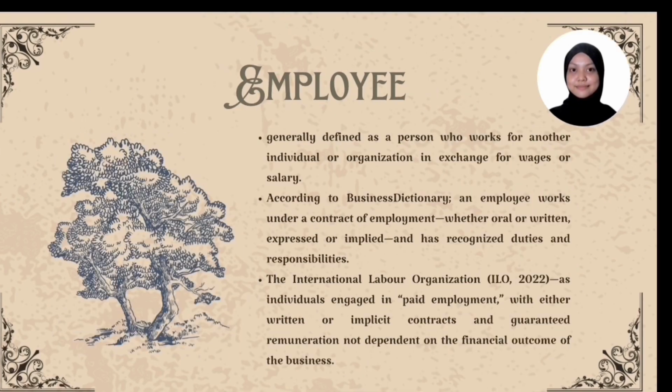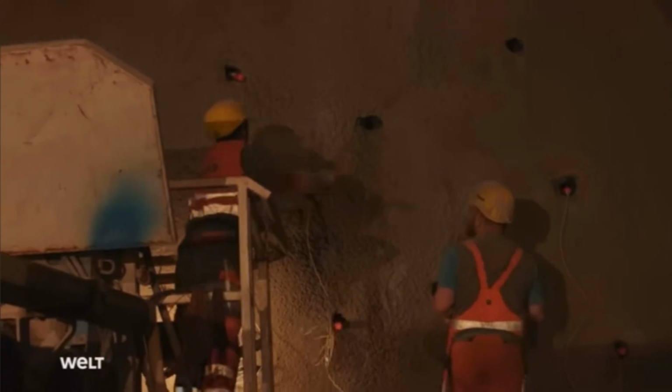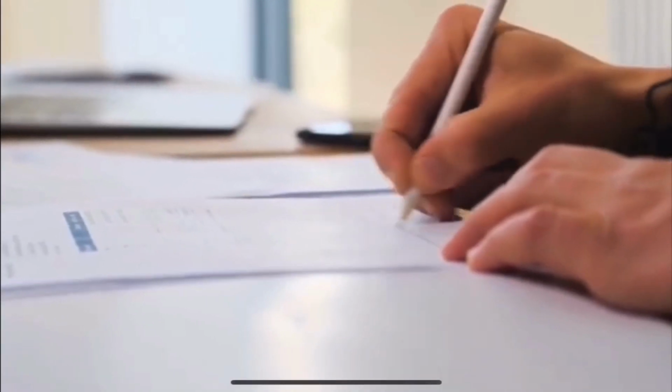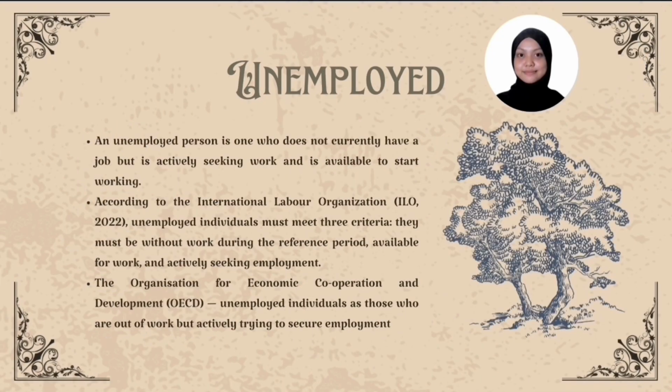Let's start with the term employee. When we say someone is an employee, it means they're working under someone, either a company or a person, and they're getting paid for the job they do. It could be a full-time job, part-time, or even temporary work. The key point is they have some sort of agreement or contract, and they get regular payment, usually not based on profits. Now, moving on to unemployed.